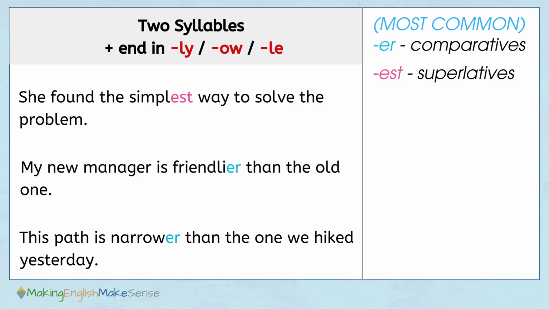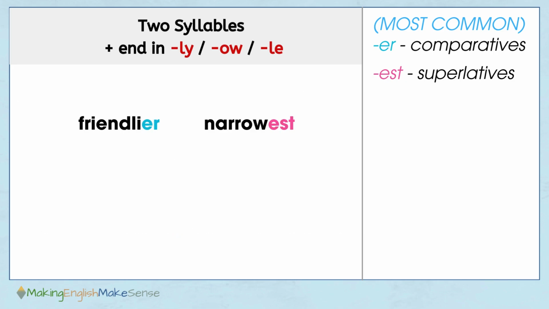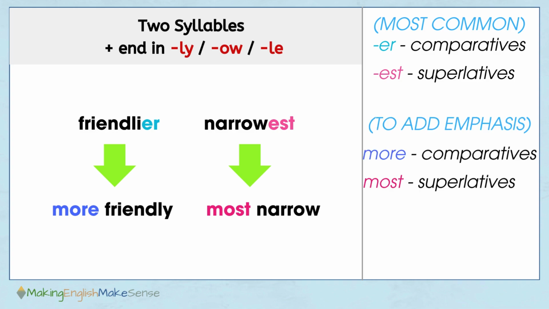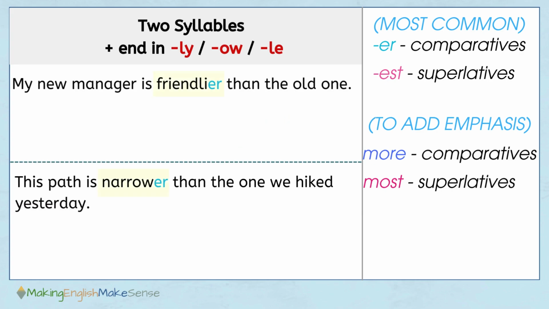My new manager is friendlier than the old one. This path is narrower than the one we hiked yesterday. Now, even though ER and EST is much more common, there are occasions where we use more or most with these types of two-syllable adjectives, particularly if we want to put an extra emphasis on the comparison. For example, let's look at these sentences again.